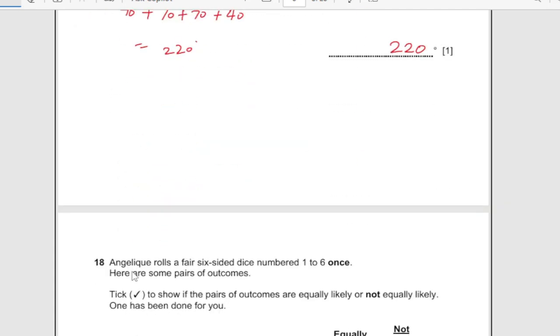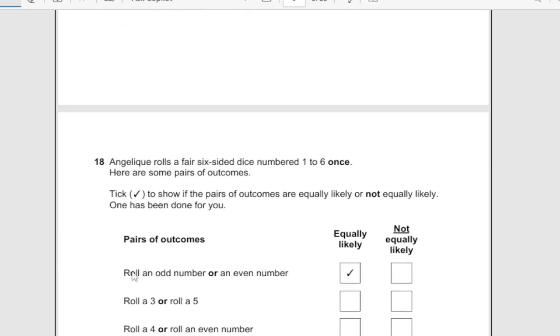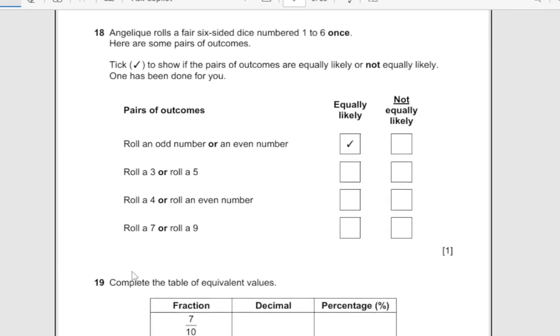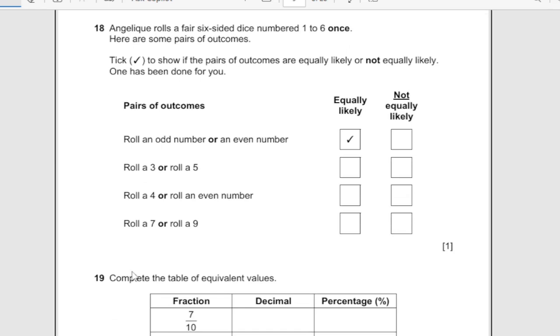Okay, now number 18. Angelic rolls a fair six-sided dice numbered 1 to 6 once, right? So when you roll a dice, what are we getting? We get 1, 2, 3, 4, 5 and 6. These are the outcomes that we get while we roll a dice. Here are some pairs of outcomes. Tick to show if the pair of outcomes are equally likely or not equally likely. So one has been done for you.